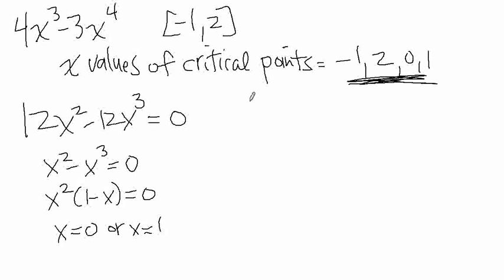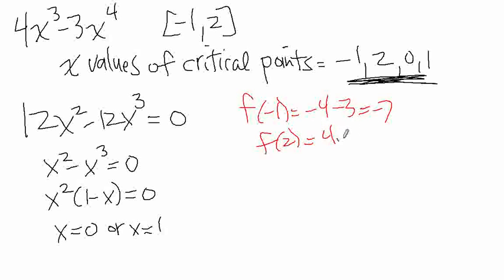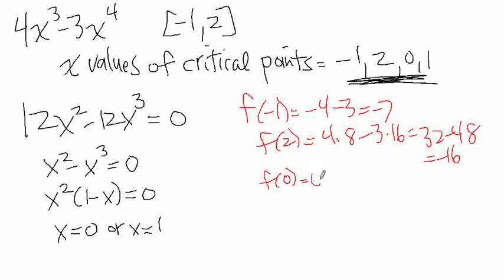All right, so now let's find the function values at those x values. So f of minus 1 is minus 4 minus 3. F of 2 is 4 times 2 cubed minus 3 times 2 to the 4. That's 32 minus 48, which is minus 16. F of 0 is 0. F of 1 is 4 minus 3, which is 1.